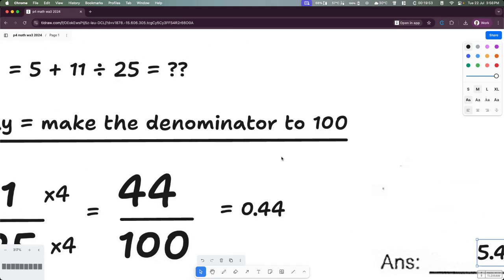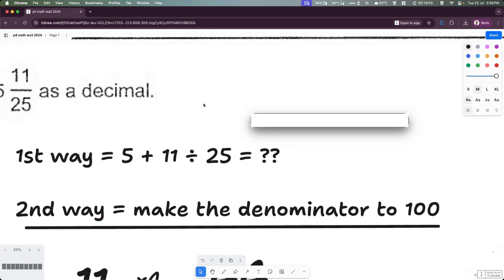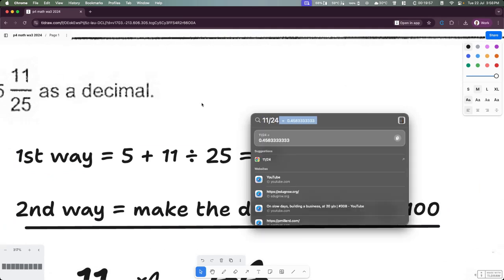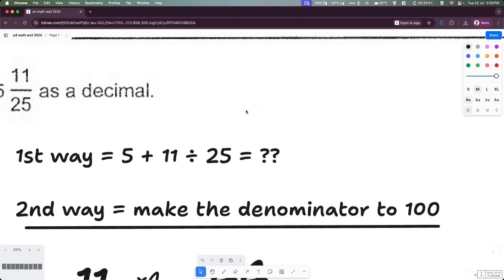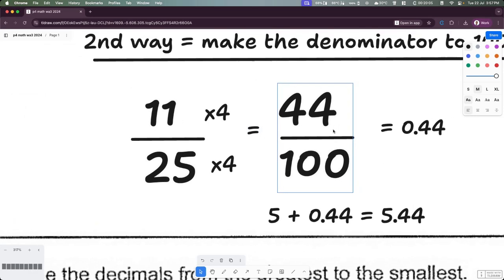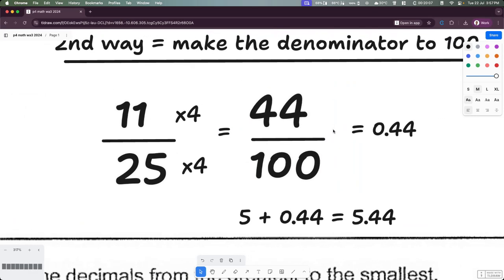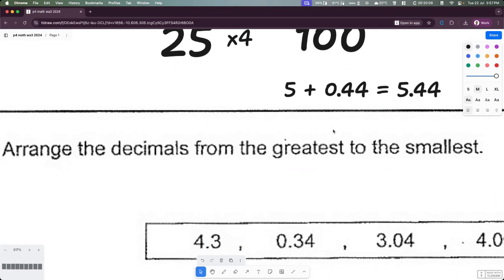Okay. So if you were to have this case, 11 divided by 25 is 0.44 as well. Yeah, you can do that. Nothing wrong. But it's just that this is a much easier and I would say a safer way to do this as well. Okay, so that's question 4.